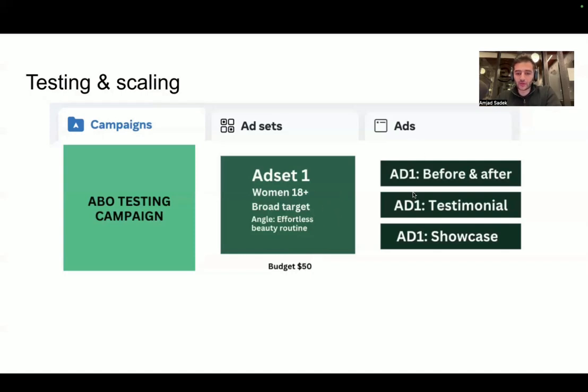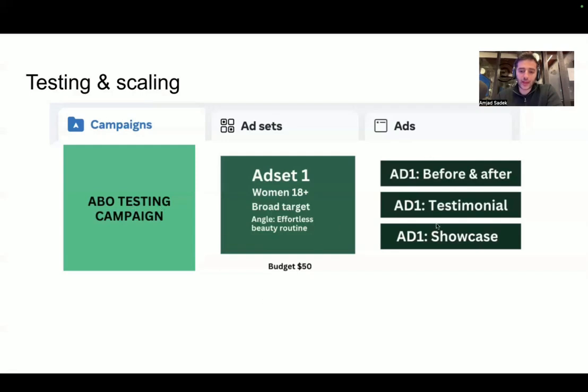And then you have the ads level here. So you have this angle, and then you have different styles of that ad. Let's say you have a before and after, a testimonial, and a showcase. Or you might have the same exact ad but with different hooks, like different 3 seconds of the video. You can have 3 to 5 pieces of them, launch them under that specific ad set, and launch the entire campaign. Later, if you decide to launch anything else, you just make a new ad set under this testing campaign, and that's how things go.